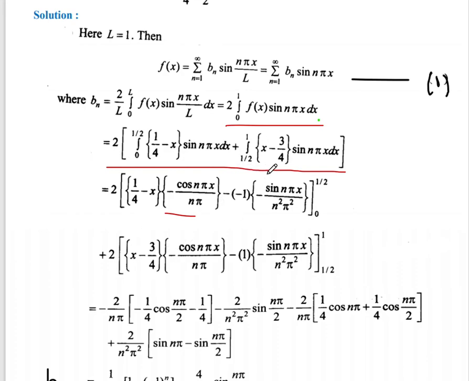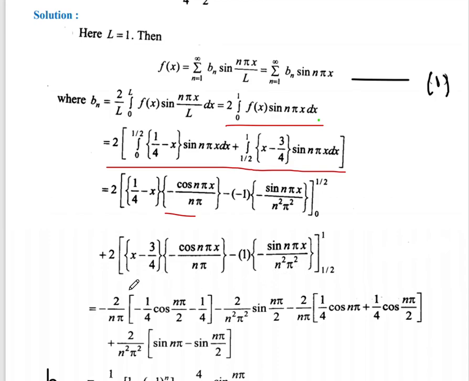Again we will use the Kronecker integration method formula. So the first function x minus 3 by 4, and the integration of the second function, that is minus cos n pi x upon n pi. The minus sign is compulsory, and plus minus in this way we can take.